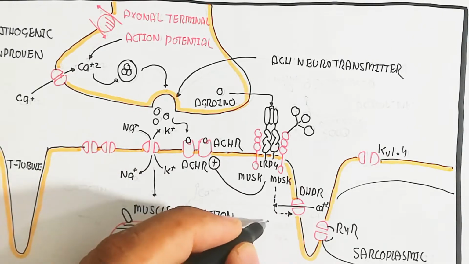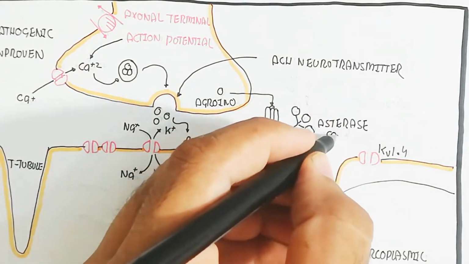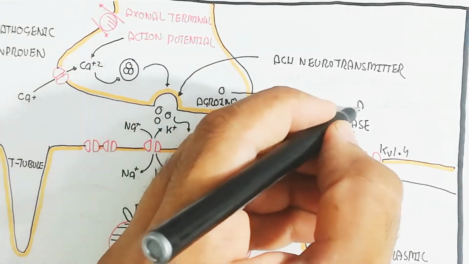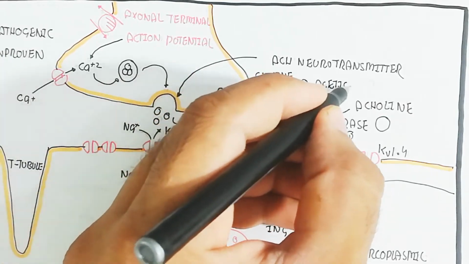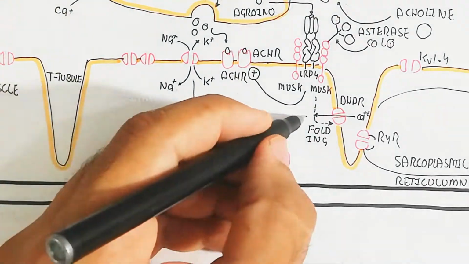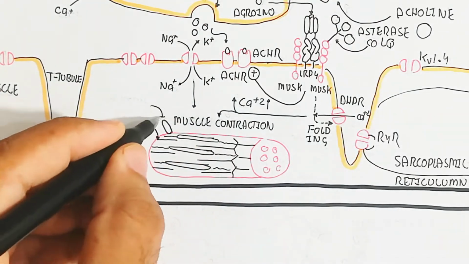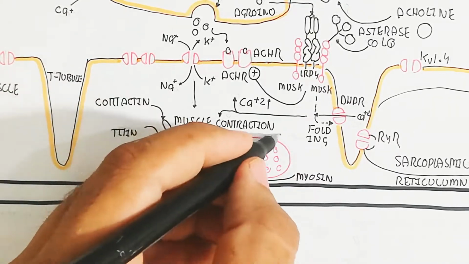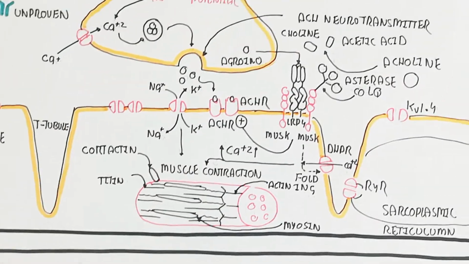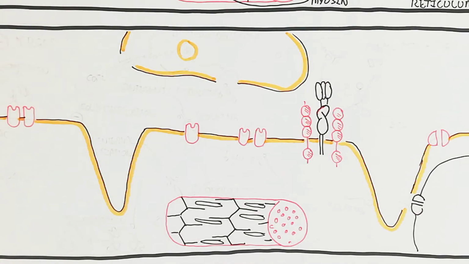So here are MuSK and LRP4, which stimulate cluster formation of the acetylcholine receptor, while on the other hand acetylcholine is degraded into choline and acetic acid, which is taken up again through the synaptic node. So here is the muscle contraction, and it is MuSK and LRP4 binding with agrin, leading to folding to produce the T tubule.